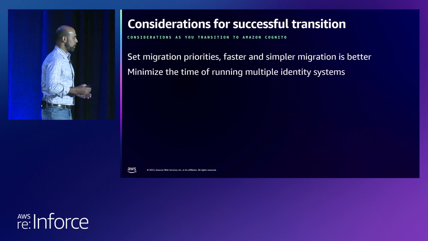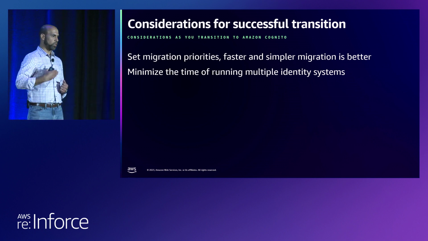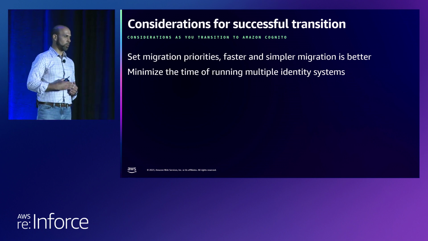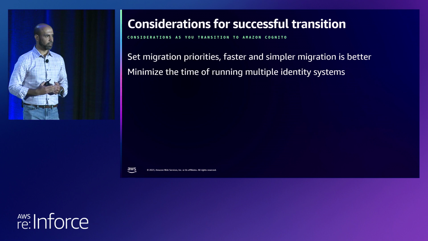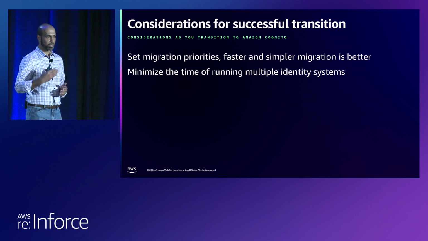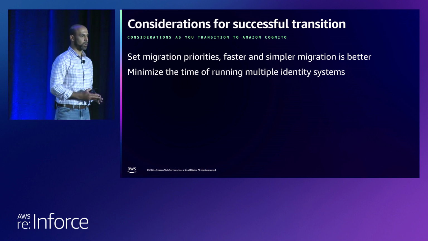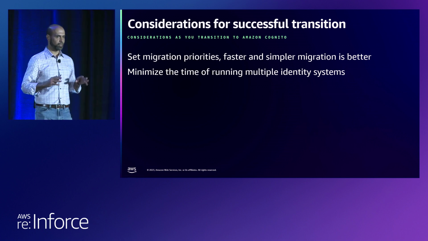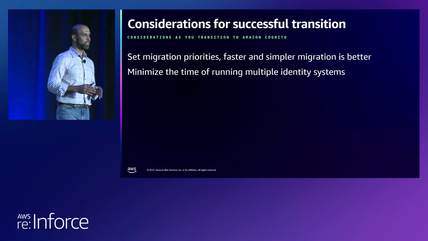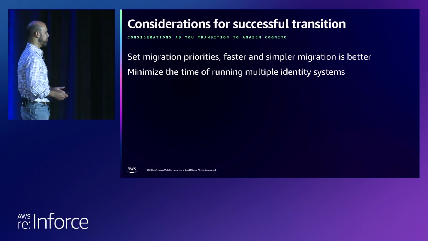Next, try to minimize the time you are running two or multiple identity solutions, because you have to worry about keeping them in sync. You have to worry about multiple sources of truth. And potentially bringing this down to the minimum possible is in your best interest. Most of the complexity that comes in my customer engagements is that they want to synchronize systems, or they want to write users in two places, and this is usually hard to do and a source of a lot of errors. So try to avoid this and keep it to a minimum.